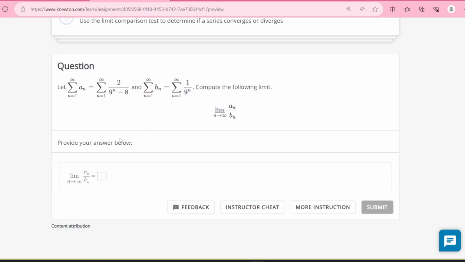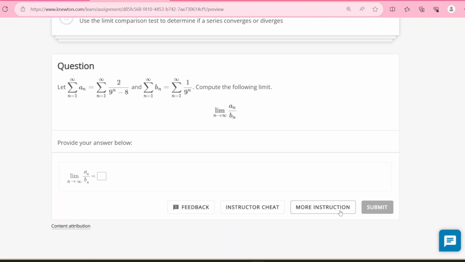And at the bottom of every question, you have a feedback button. So if you see any typographical errors or any issues with the answers or answer explanations, you can send feedback directly to Newton, and hopefully they'll get back to you about it and fix things. You will not have this instructor cheat button, right? This is for instructors only.